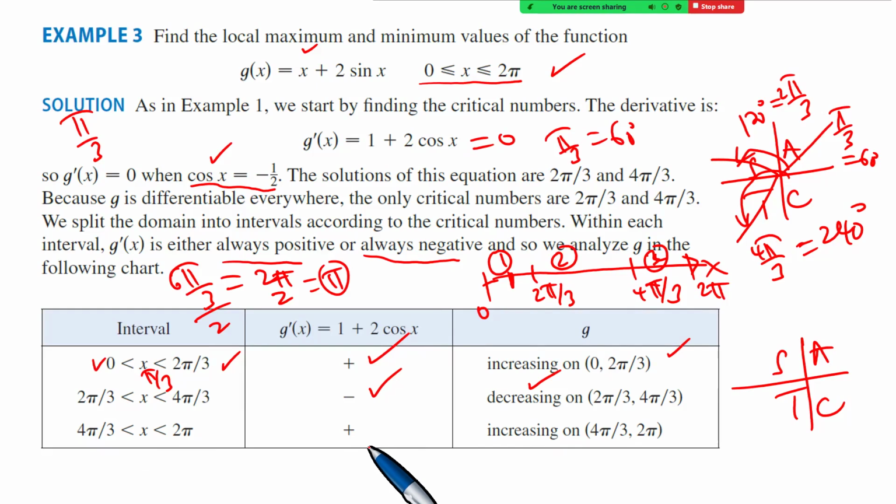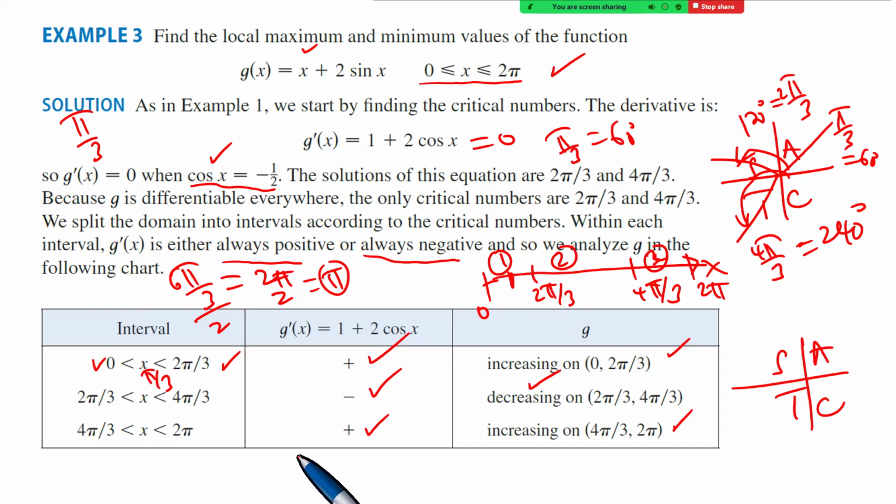We continue. Next, between 4 pi over 3 and 2 pi, we add these two and divide by 2. In the same way, we get a positive, meaning it is increasing there. Positive means increasing. We have seen these, but we need to find the local max and local min.